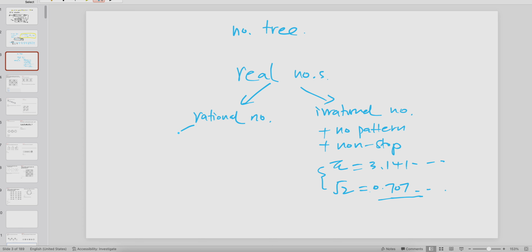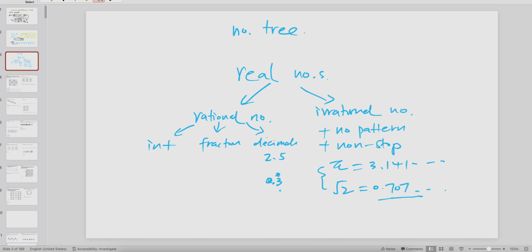So for rational number, you can split to integer, fraction, and decimal number. Okay. And the difference between this decimal number and this decimal number is: decimal number has pattern and stops. Example 2.5. Example 0.3 with a dot above.